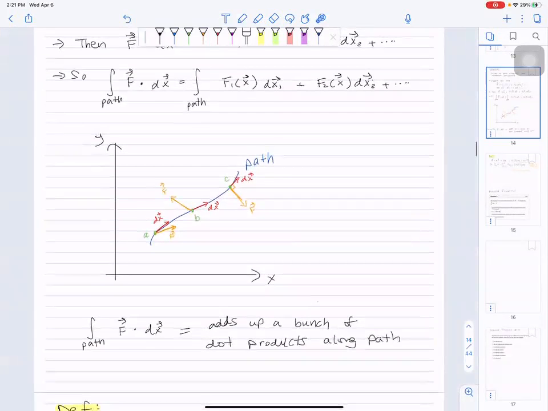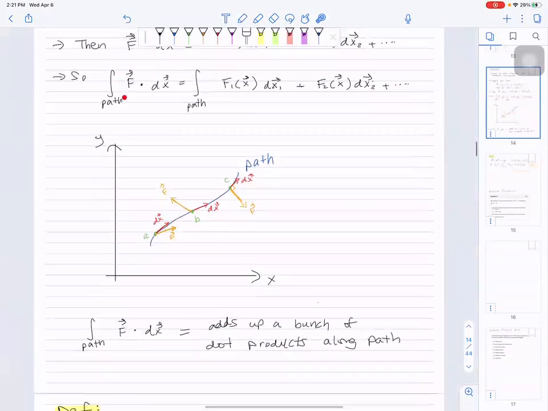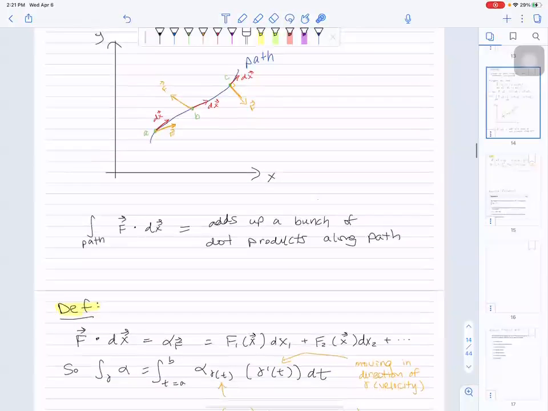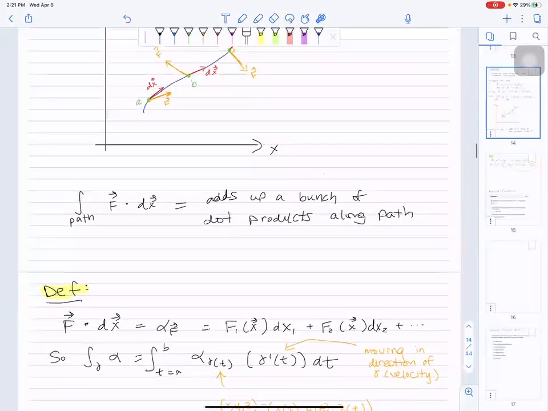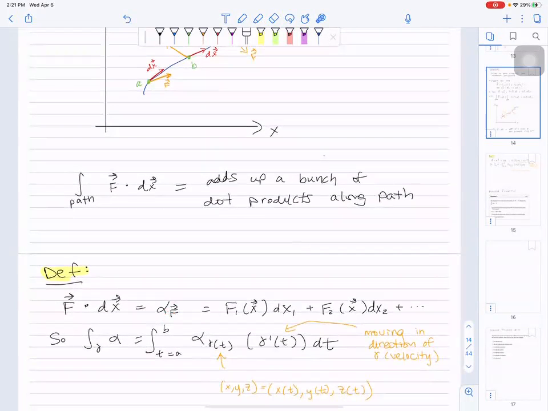It turns out that this f dot dx bar is what we call a one form. So now we have this new notation, this alpha f bar. This is called your one form. And we define it just as we did above: the dot products of your f and your dx's.